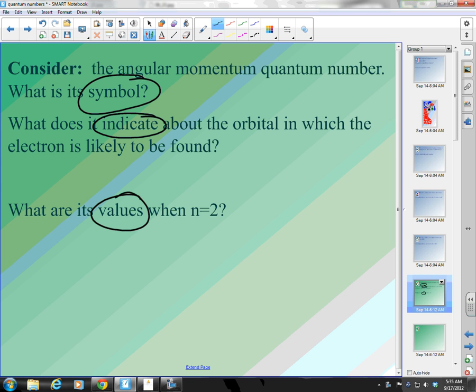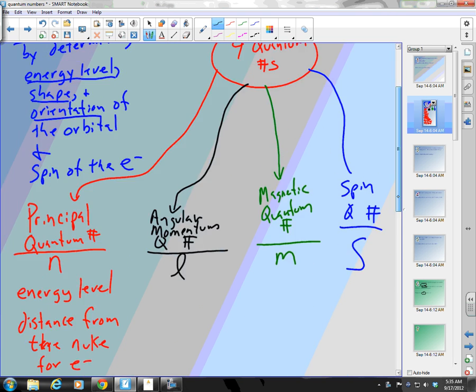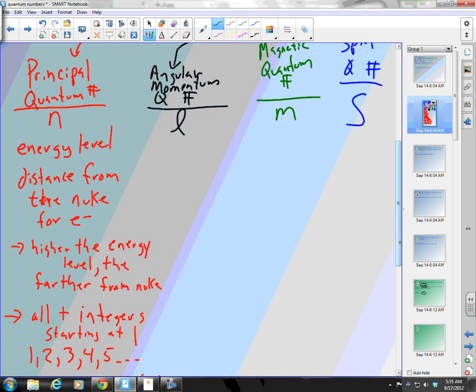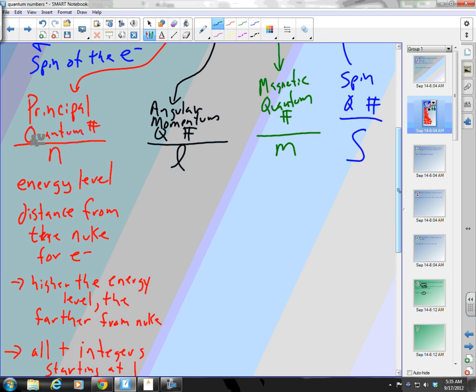So let us go back to our somewhat beautiful concept map of quantum numbers, four quantum numbers. We've pretty well filled out everything we need to know about the principal quantum number. Now, let's go with black and the angular momentum quantum number. What is its symbol? Its symbol is L. As I said, usually it's a script L. It's hard to make that beautiful script L, so on the computer, I've used a large L most of the time.